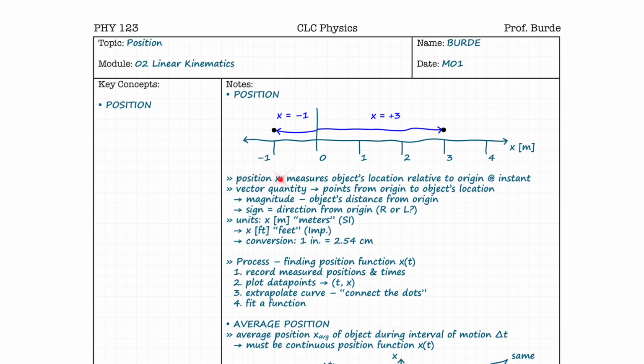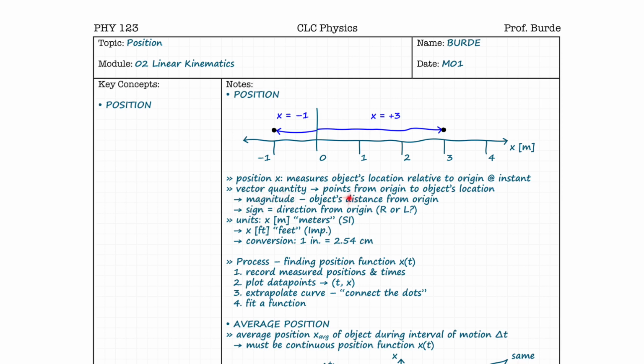Mathematically, these are all the same. What this variable x represents is the object's location relative to the origin at a given instant. Position is a vector quantity. The position vector points from the origin to the location of the particle, or from the origin to the location of another object. As a vector quantity, we also mentioned before, a vector has two components: a magnitude and a direction.